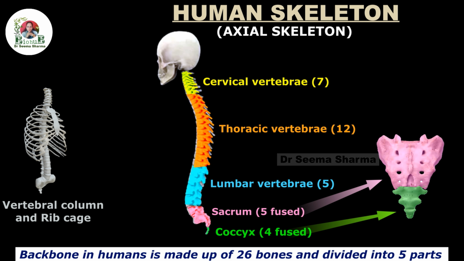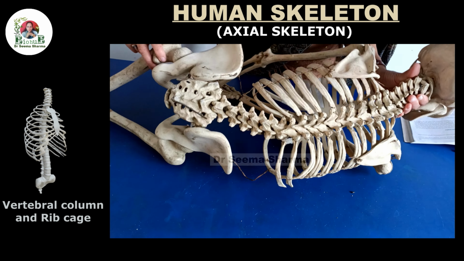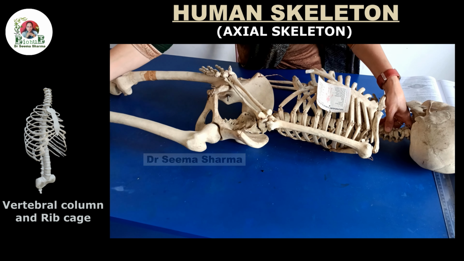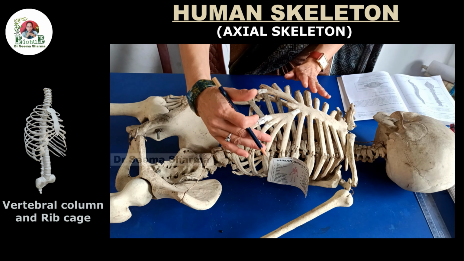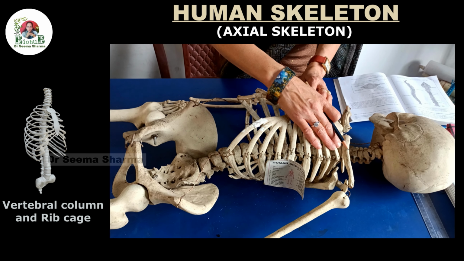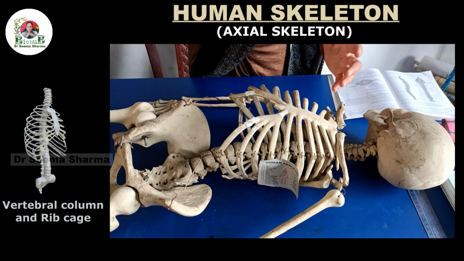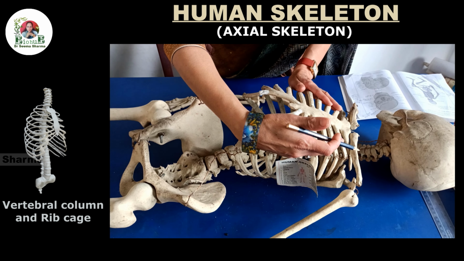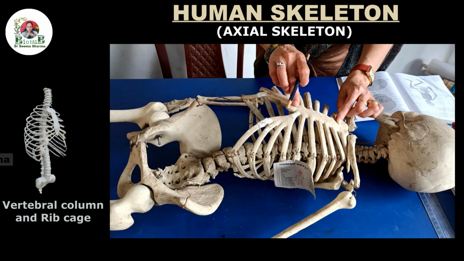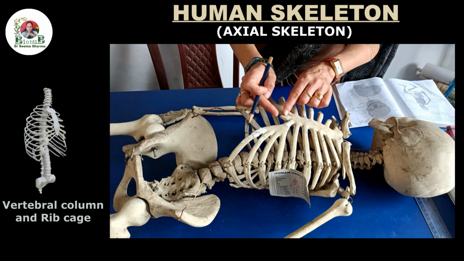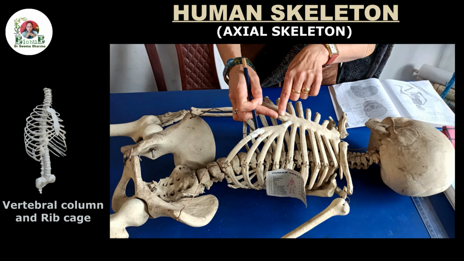Let's move on and know about the next axial part of the human skeleton, that is the ribcage, which includes ribs, sternum and thoracic vertebrae. The ribcage is located in the thorax part of the human body. It houses and provides protection to the lungs and heart. Let's first know about the sternum. This is the sternum part. It's a flat bone with which ribs articulate. This is also called the chest bone.